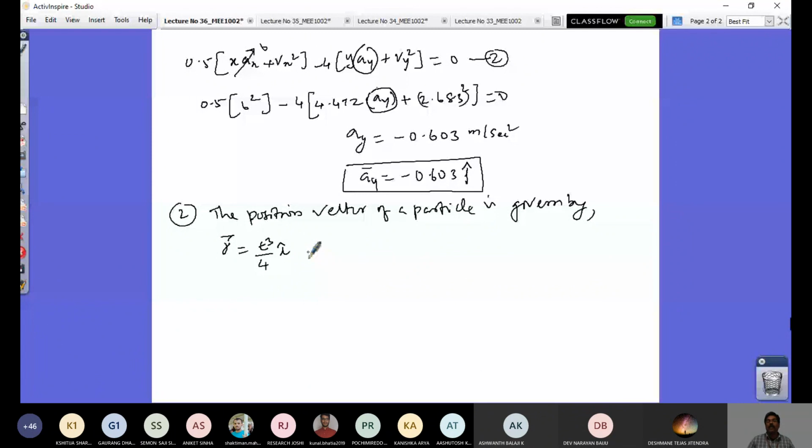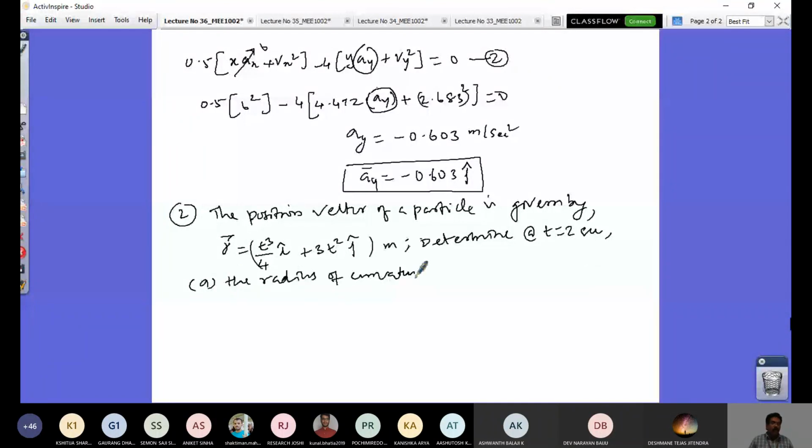Determine at t equals 2 seconds: A. What is the radius of curvature of the path? B. Find out the normal and tangential components of acceleration, the NT components of acceleration.